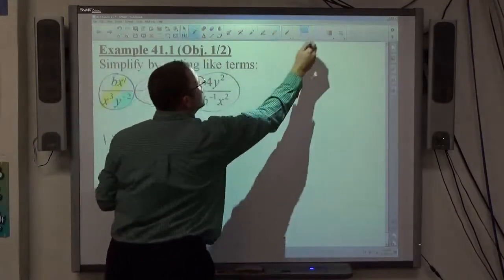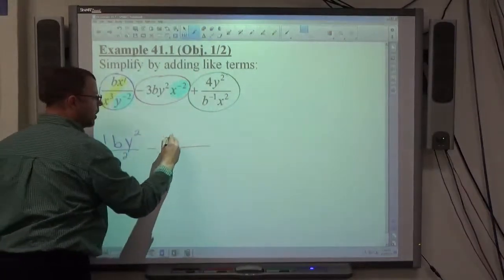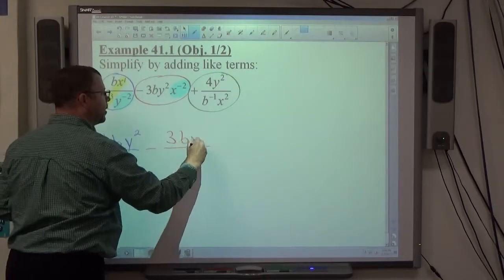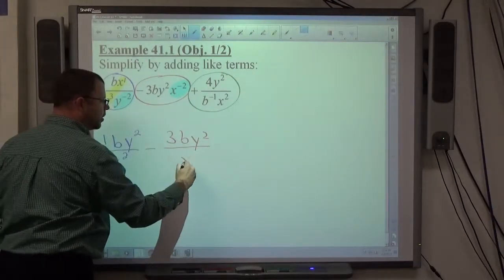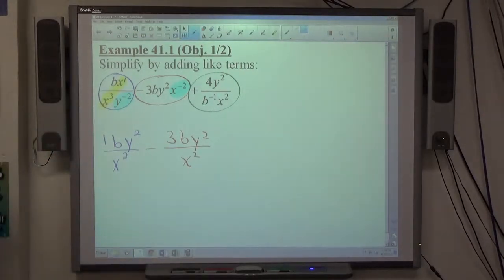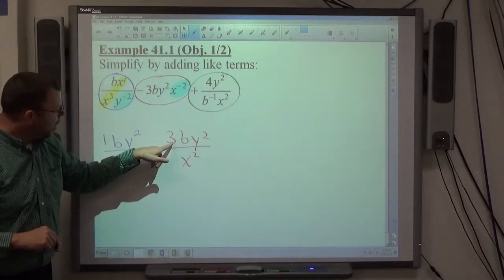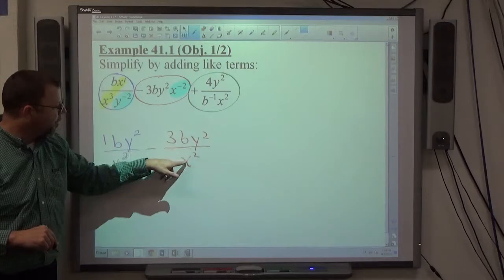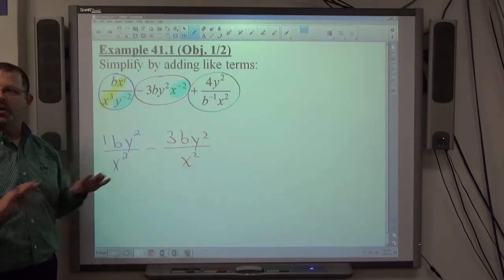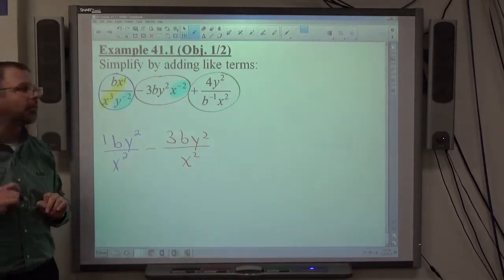So, if I fix this, 3 belongs on top, b belongs on top, y squared belongs on top, x squared belongs on the bottom. And now looking at the red term, positive power, positive power, positive power, positive power. Each letter is only one of each letter. Everything's simplified about it. That's what we want everything to look like.